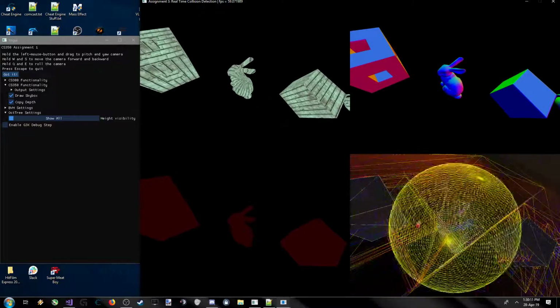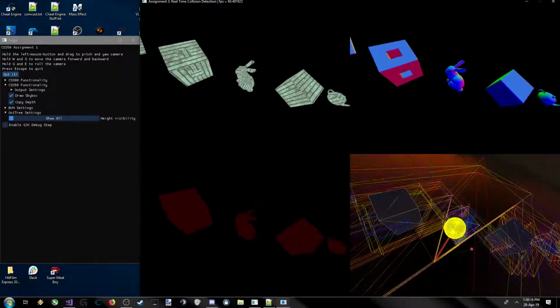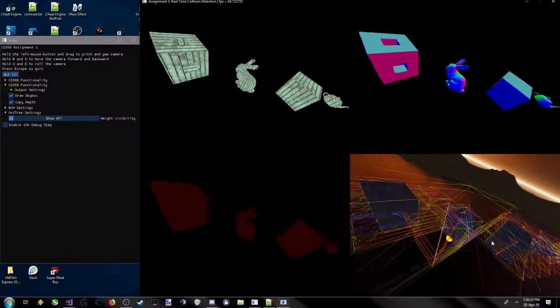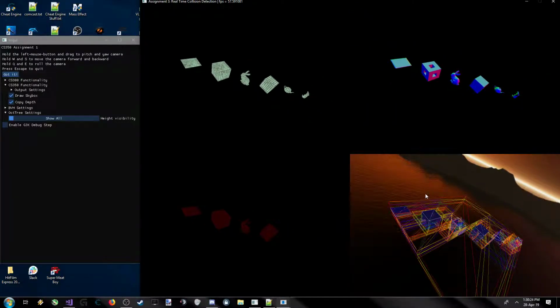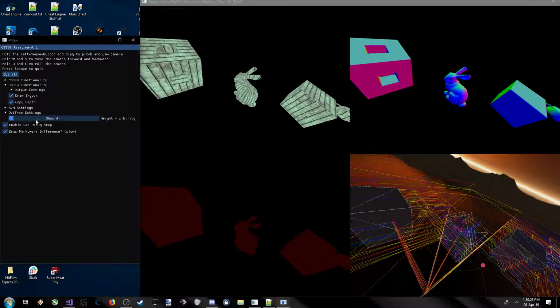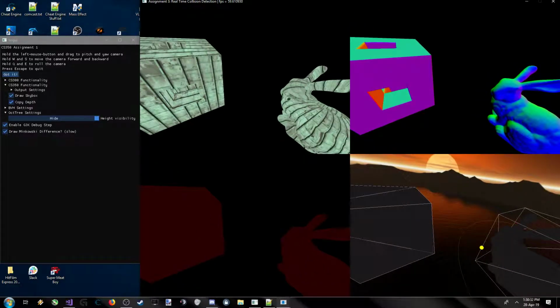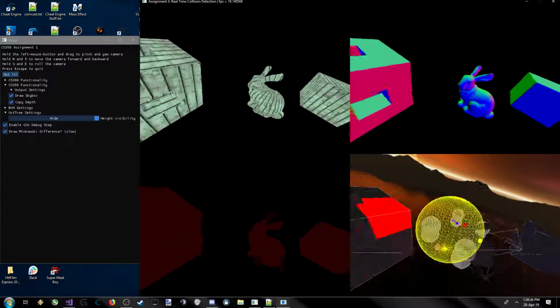I do AABB-AABB checks, that is two bounding boxes, against this octree. And then once I get to a leaf node, I perform an algorithm known as GJK. It's a neat algorithm that figures out, for any two shapes, whether they're intersecting, and it's fairly quick.